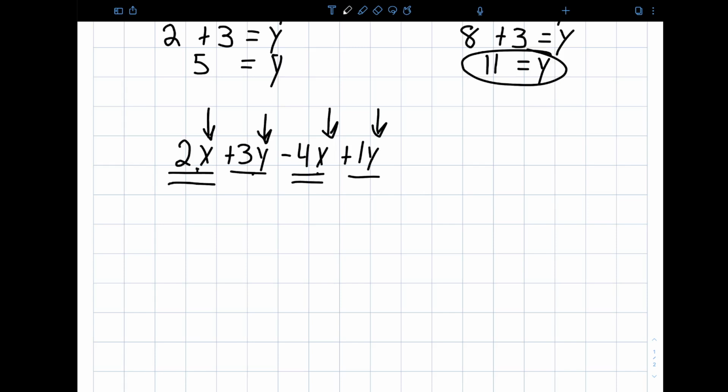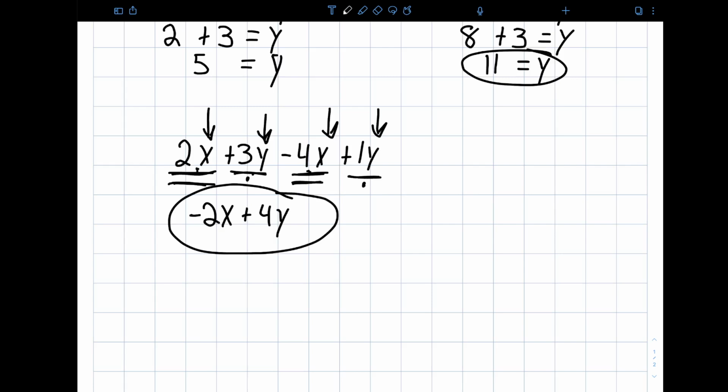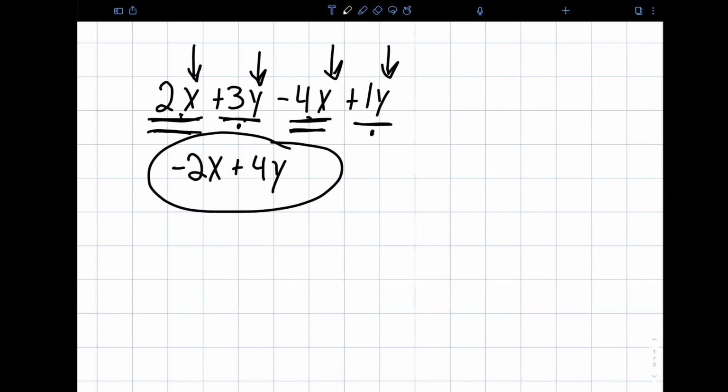So 2x minus 4x is -2x, and then now we do y's. So 3y plus 1y is going to give us 4y. So this is down as simple as possible. We've combined all the terms that are alike. So the biggest challenge here is to identify terms that look alike, things that have x's, things that have y's, and then combine them with each other, and don't cross them and mix them up.